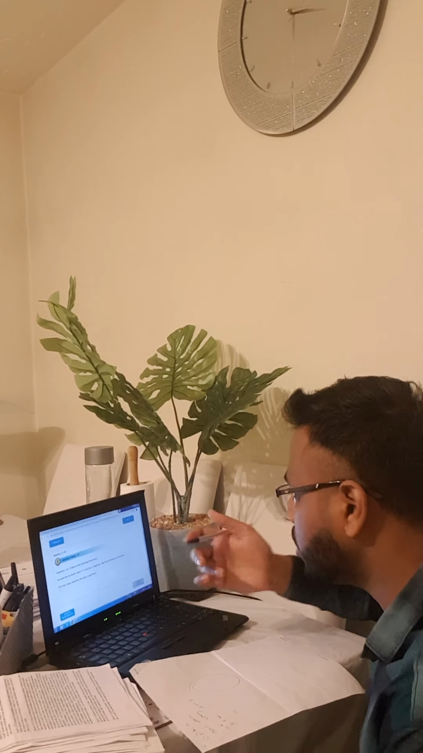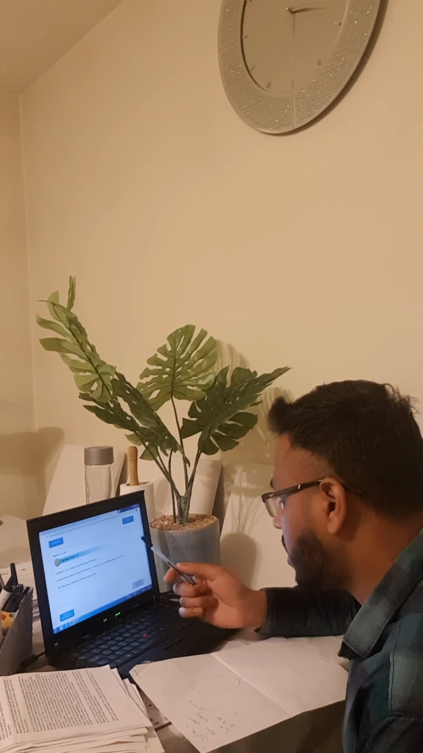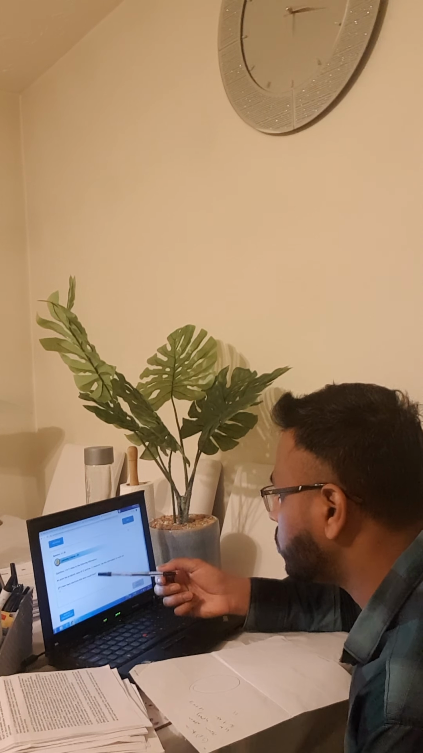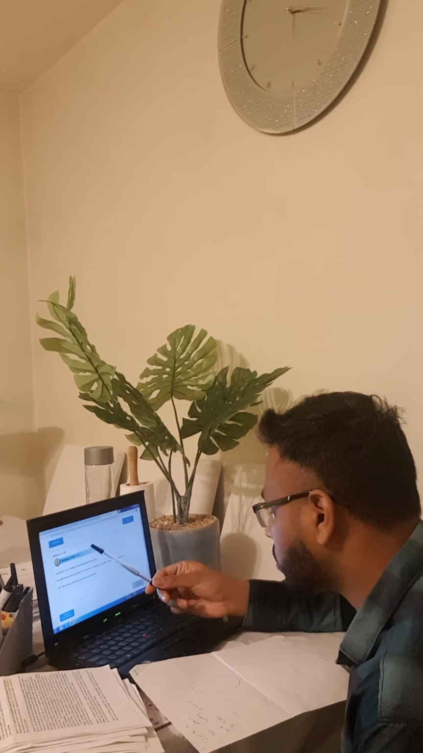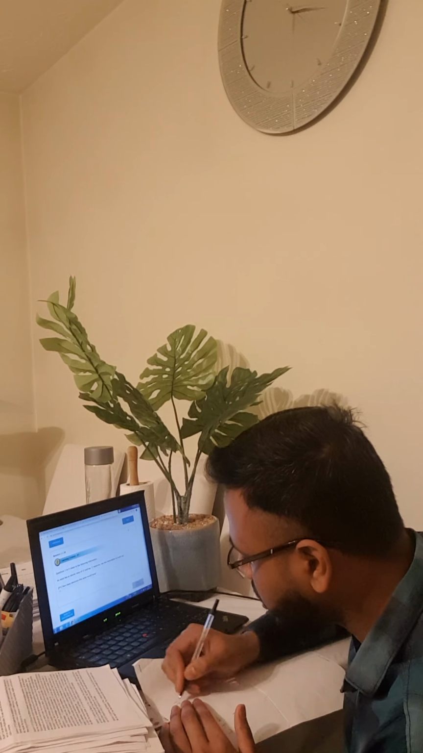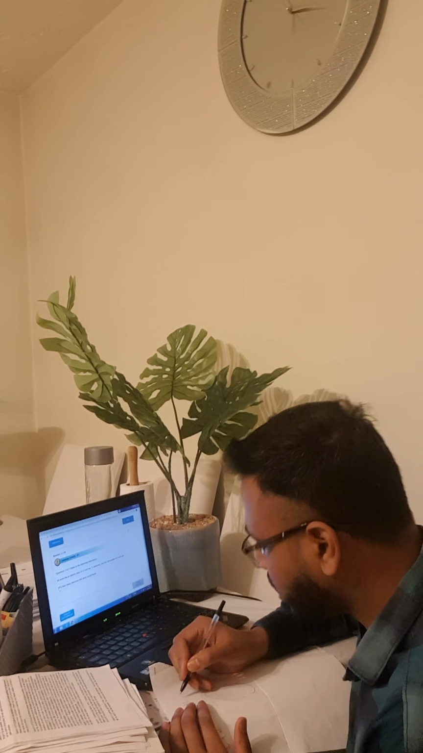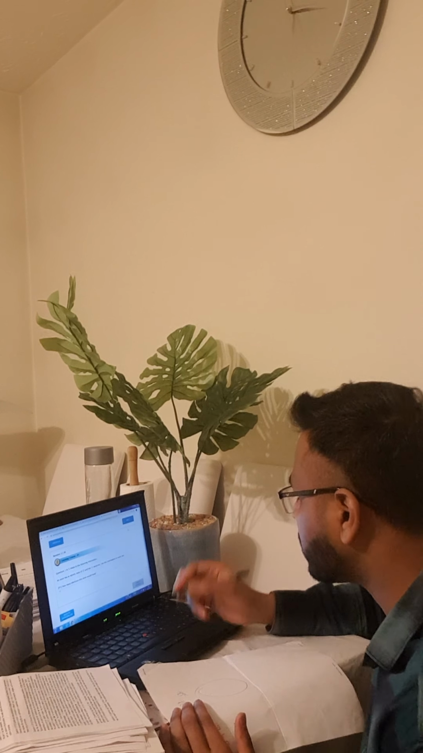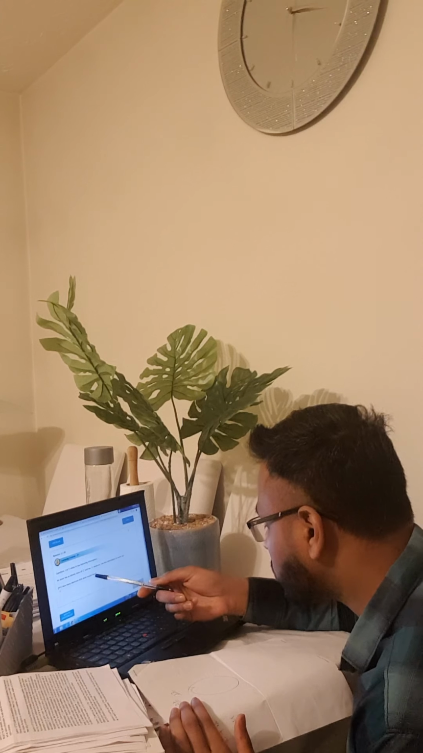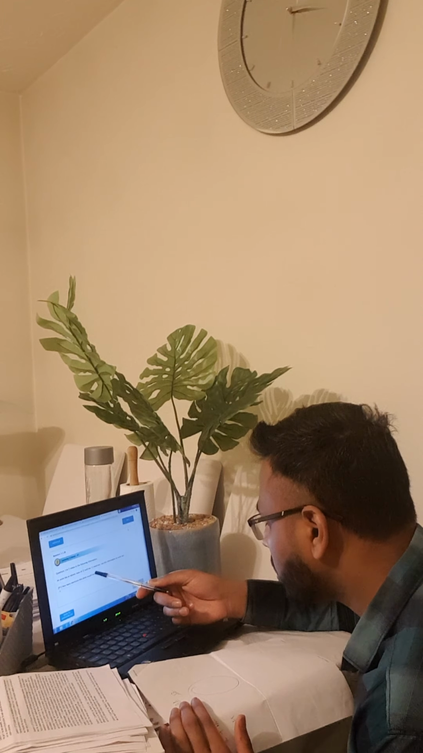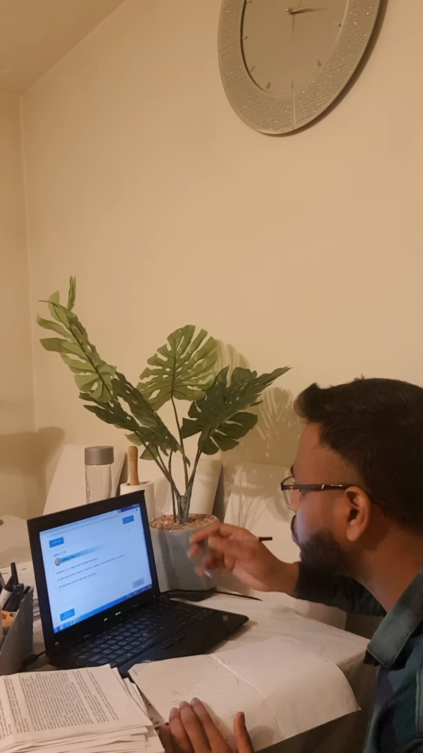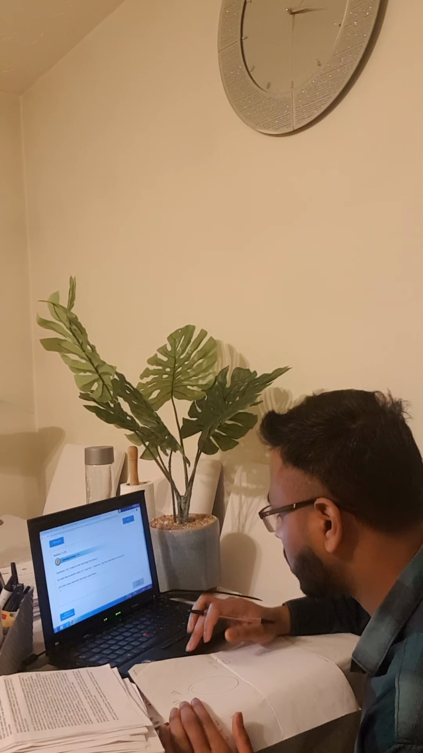Question number 3, they're asking how many electrons this atom would have. In this question, the atom has an atomic mass of 27 and neutron is 13. So how many electrons this atom would have is 27 minus 13, which is 14 in total.